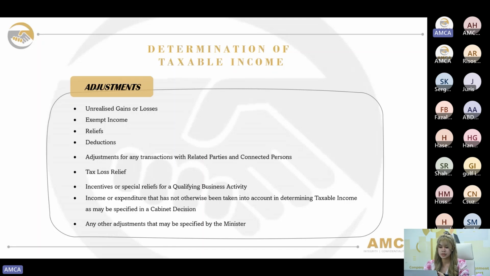So incentives or special relief for a qualifying business activity, and income or expenditure that has not otherwise been taken into account in determining taxable income, as may be specified in a Cabinet decision, will also be included in the necessary adjustments. And lastly, any other adjustment that may be specified by the Minister. The Minister may specify other adjustments or make regulations to address particular types of transactions whose accounting treatment may be vulnerable to manipulation of the determination of the taxable income.